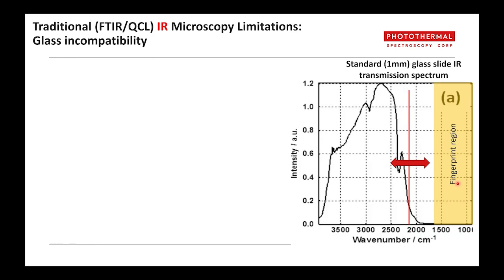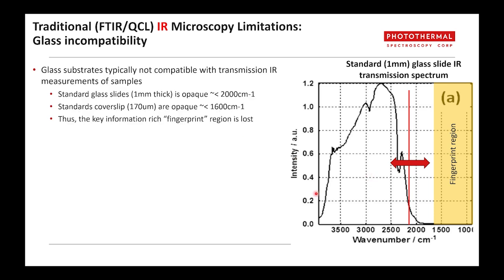Since in the opening slide I did stress the glass component: glass is a very common substrate used in biology, but it's not a common substrate used in traditional IR, traditional FTIR and QCL. And that's because glass is quite opaque. So that's our infrared spectrum or wavelength range. Here is a single beam spectrum of a 1 millimeter glass slide. And you can see that from about 2000 onwards, you've got absolutely no infrared light penetrating through the glass, which means your key fingerprint region is effectively lost.